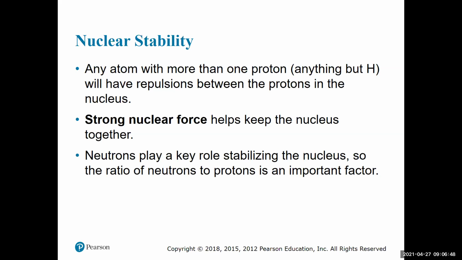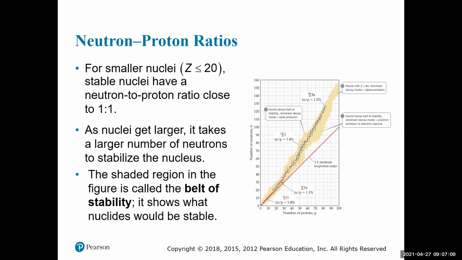There's something called a strong nuclear force, and that helps keep the nucleus together. And the neutrons are the key in stabilizing the nucleus. So that ratio of neutrons to protons is really the key thing that you look at to see if you're going to have nuclear stability. Okay, so you can calculate a neutron to proton ratio.